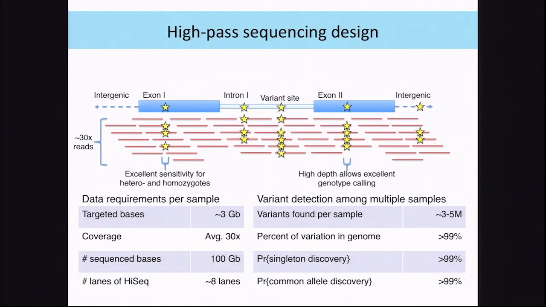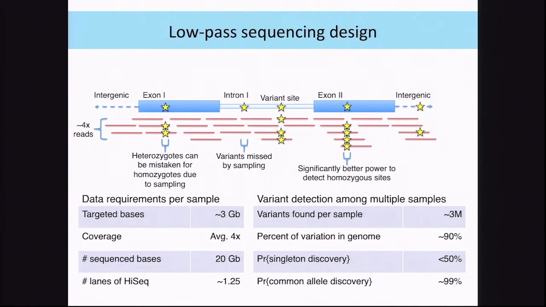But the problem is that you have large storage costs. For each genome you have, you're going to have to store 100 billion sequence bases. This will give you great sensitivity for your heterozygotes, your homozygotes, but maybe this is too much of a cost. What's another alternative?